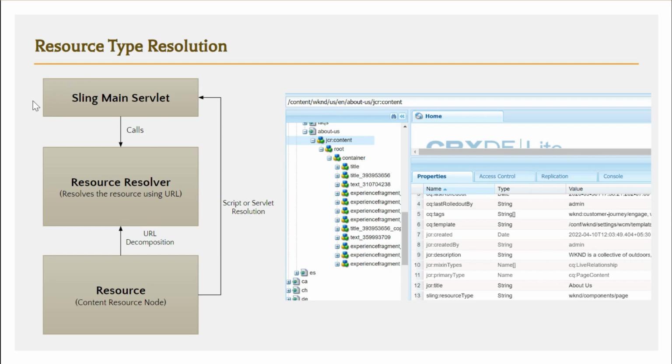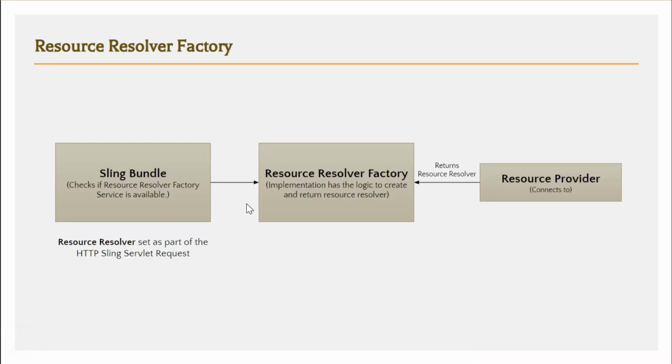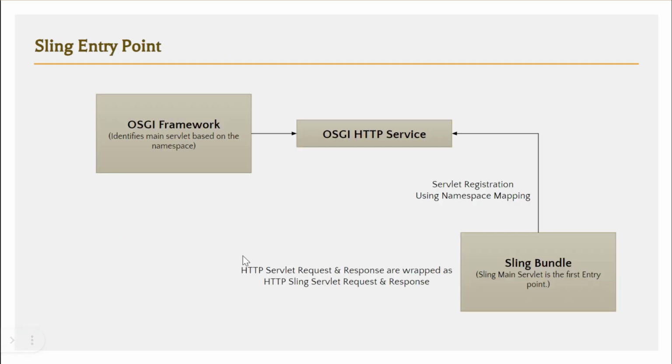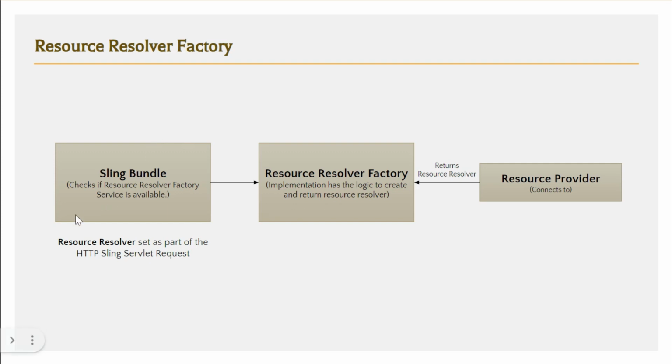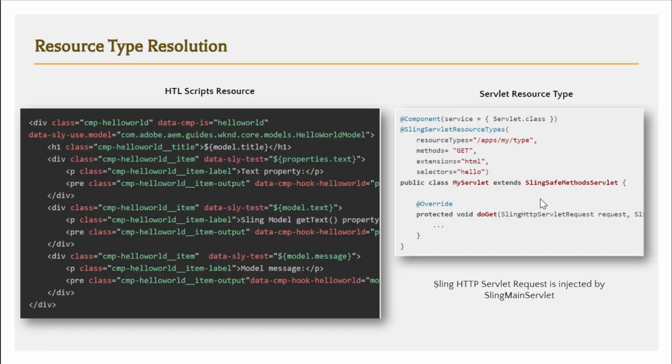You might have to see this flow multiple times to be able to understand properly. If you just backtrack, here we have seen how exactly the HTTP servlet request came, and how exactly the Sling main servlet wrapped that into the Sling servlet request and added this resource resolver function, and then here you see that being injected as a request object.